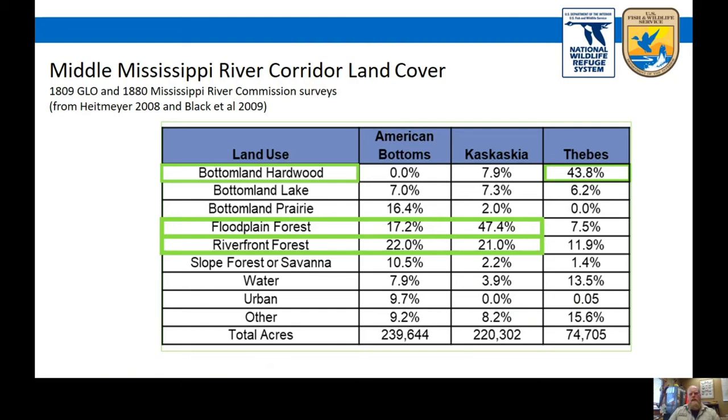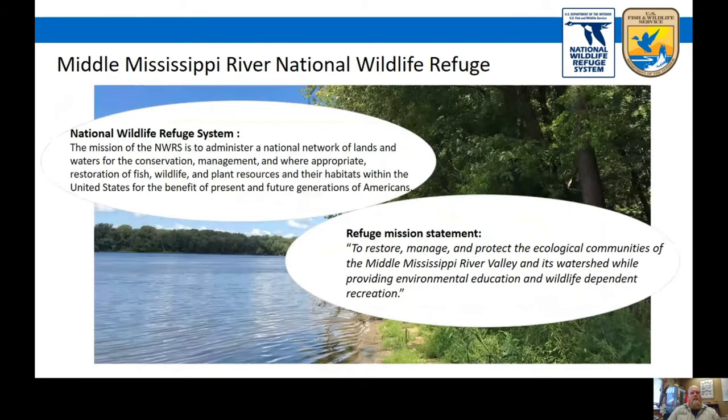Now to speak a little bit more specifically about the National Wildlife Refuge. Every national wildlife refuge has a purpose mandated through legislative authority. And the Middle Mississippi River National Wildlife Refuge is part of the National Wildlife Refuge System. The mission can be read here. The specific mission statement from this refuge states to restore, manage, and protect the ecological communities of the Middle Mississippi River Valley and its watershed while providing environmental education and wildlife-dependent recreation.